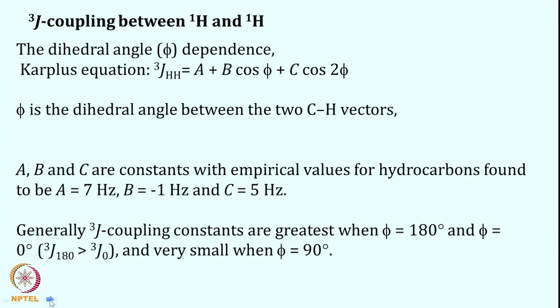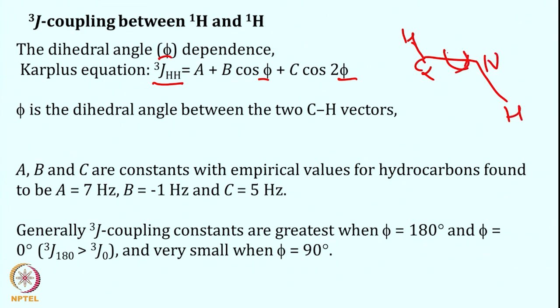Now, three bond coupling between proton and proton. This generally gives the dihedral dependence, or phi dependence. This phi is very important, and Martin Karplus provided an empirical relation which correlates the three bond HH coupling with the phi torsion angle in the peptide bond. So this has become a very instrumental tool to know the conformation of a protein. If one can calculate the three bond coupling between proton and proton, essentially it is this phi torsion angle between two protons. Here is H and N, I will come to that in the next slide.